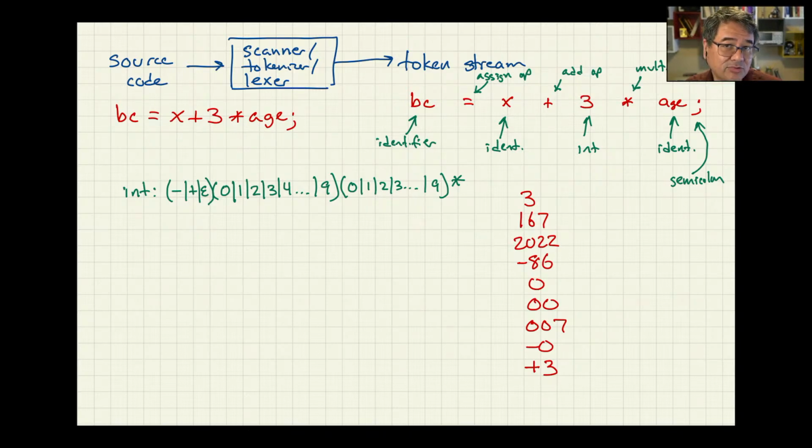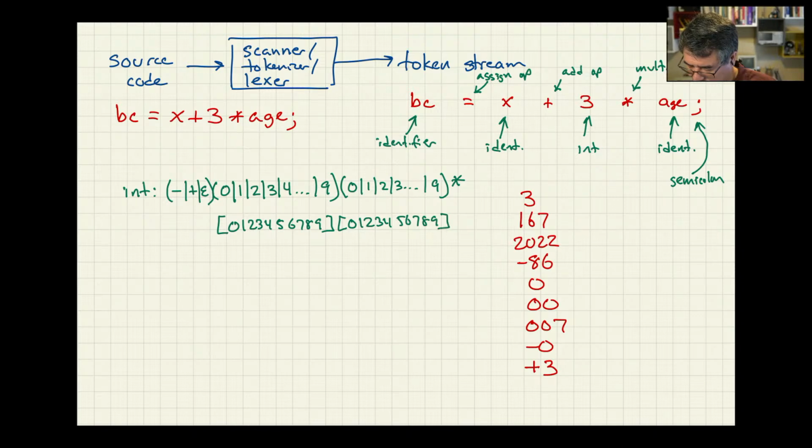Now, from a programmer's point of view, this is kind of tedious to type in. And so most programming languages have an additional set of symbols for doing ranges of characters like we've got here, like 0, 1, 2, 3, 4, 5, 6, 7, 8, 9. We can do it like this. That means any one symbol out of that set of symbols. So you just don't have to type all those vertical bars in between them.